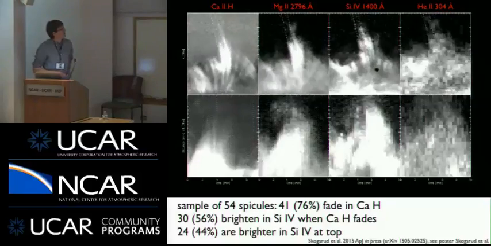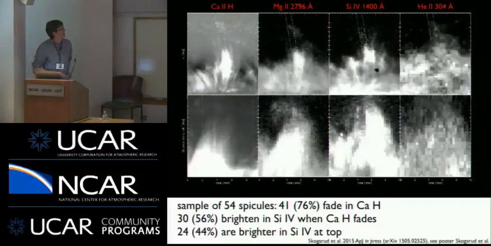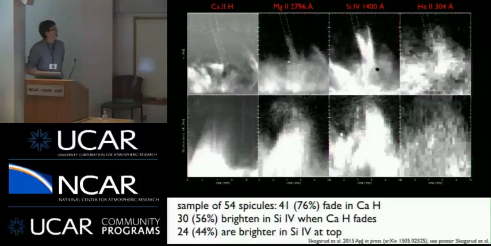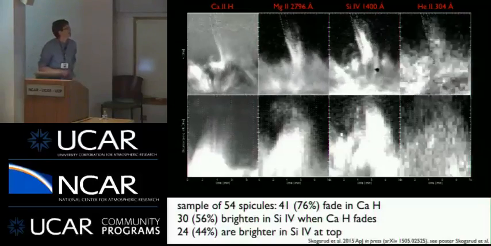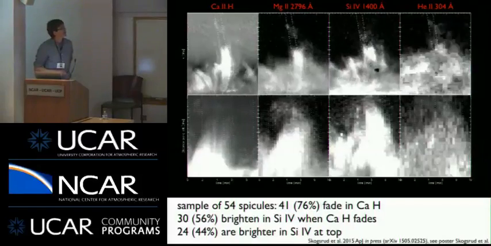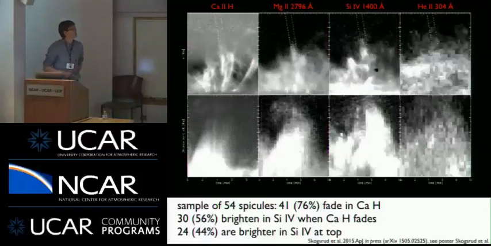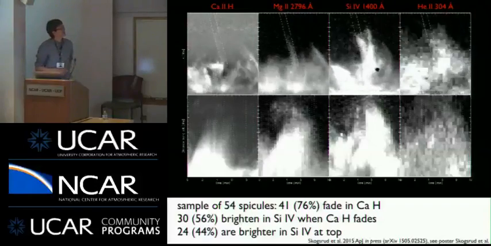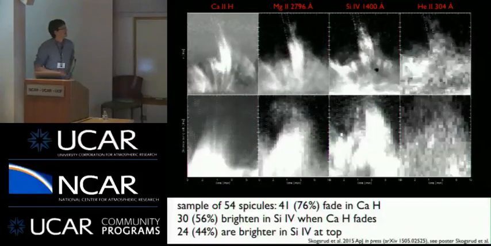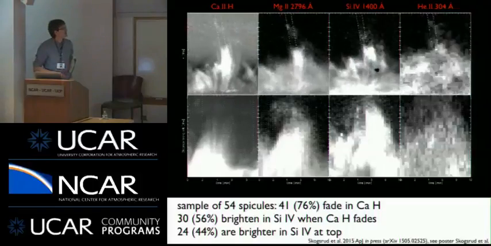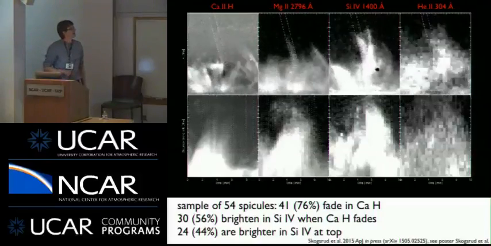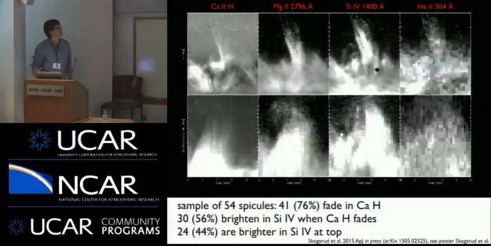So it is also important to point out that when the spicule fades in calcium 8, it typically fades along the whole spicule and then gets brighter along the whole spicule in silicon 4. So it's not only heating along the top, but it's heating along the full length of the spicule. But apart from that, we still see that a significant part of the spicules get brighter at the top in silicon 4.